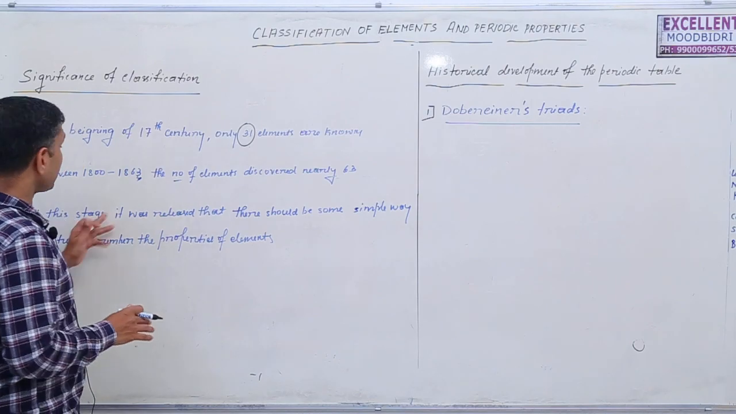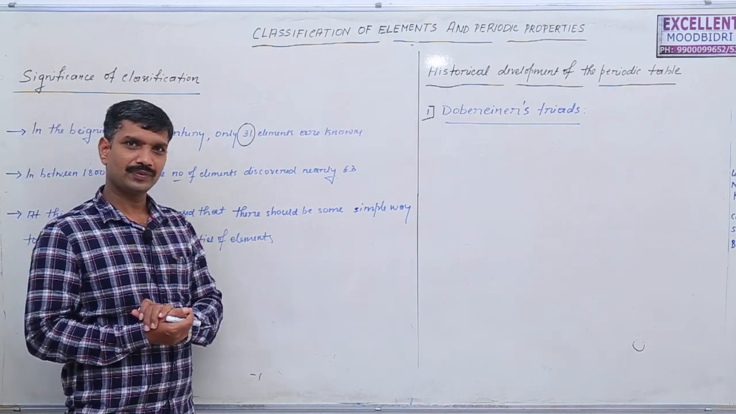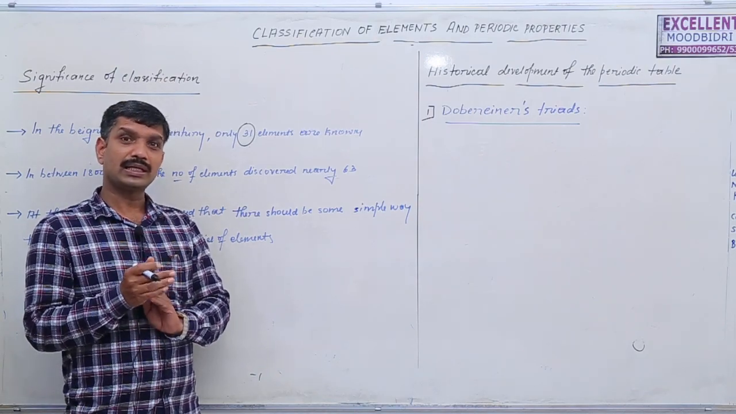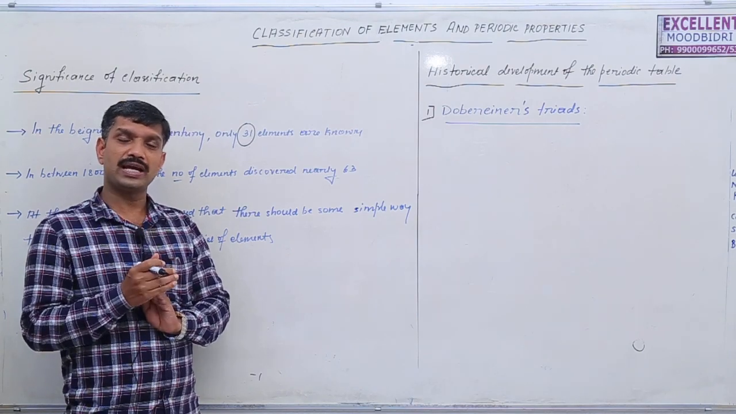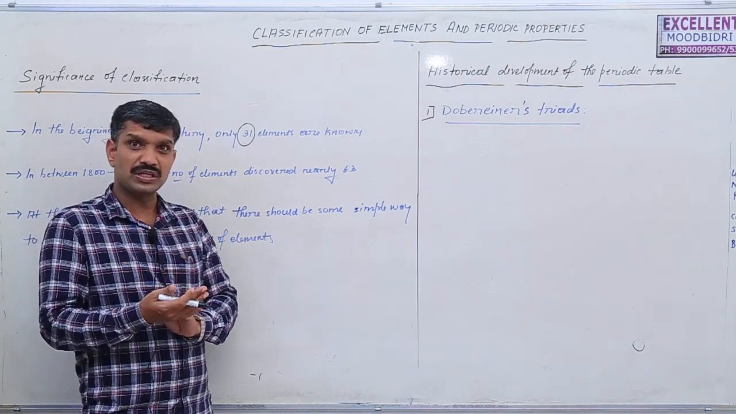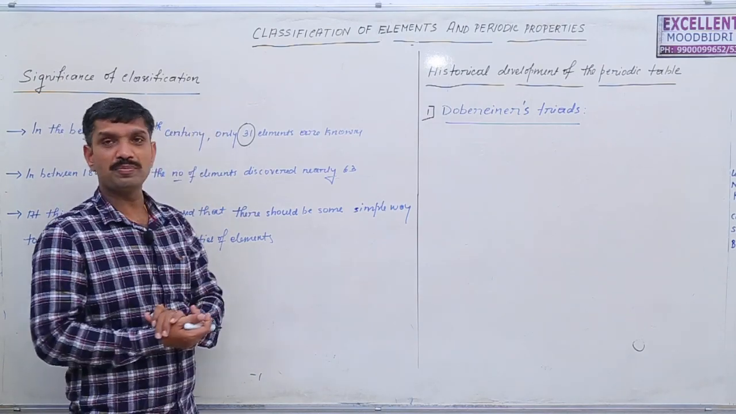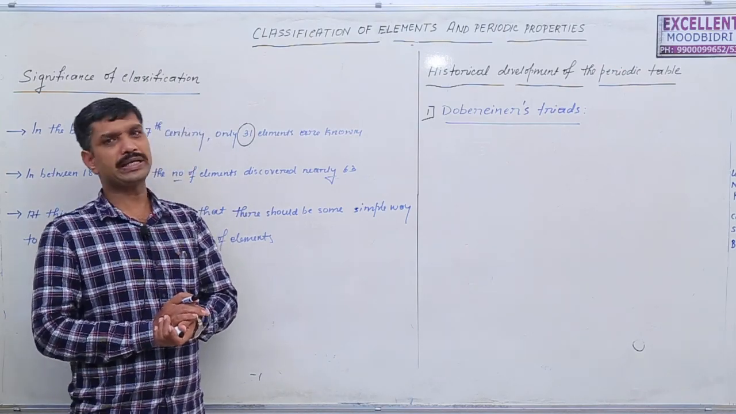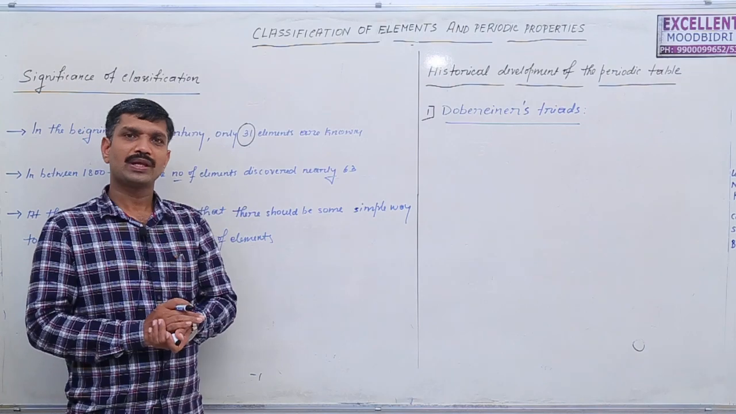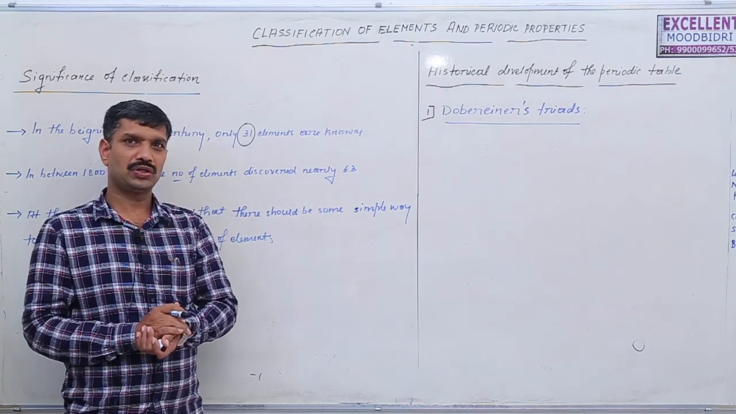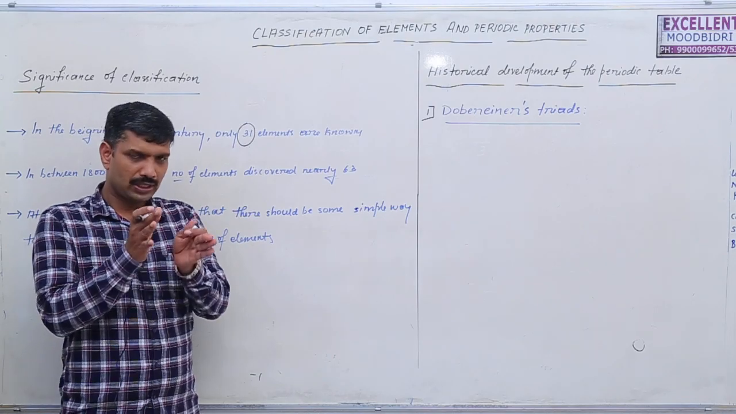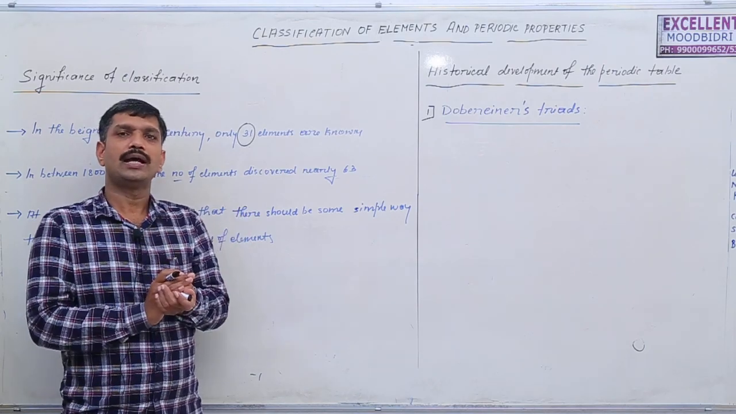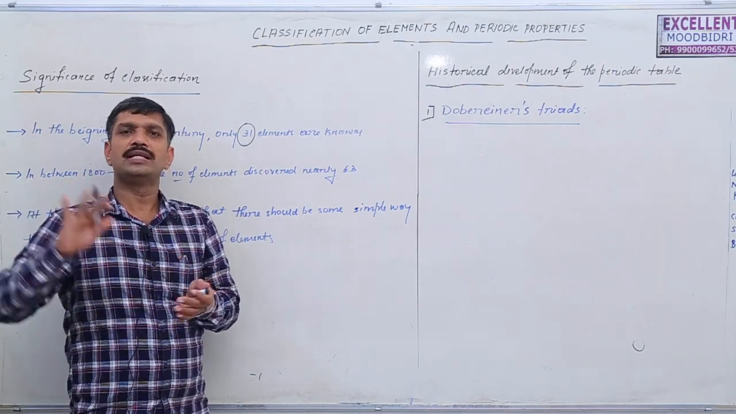At that stage, it was realized that there should be some simple way to remember the chemical and physical properties of the elements. For this purpose, they went for the classification of the periodic table. This classification is done by arranging elements of similar properties together in one group, and elements with dissimilar properties are placed separately.